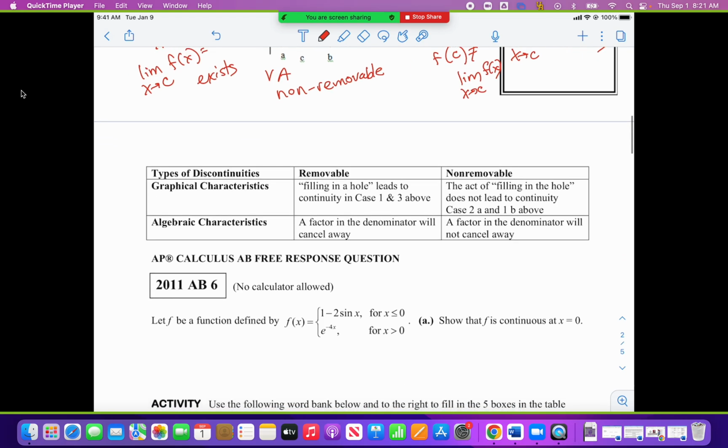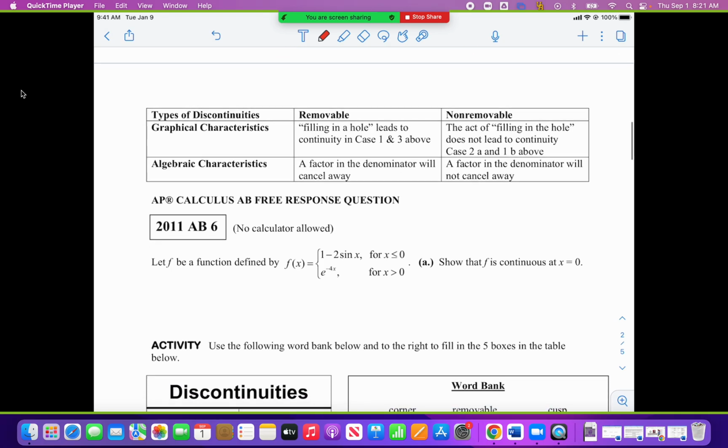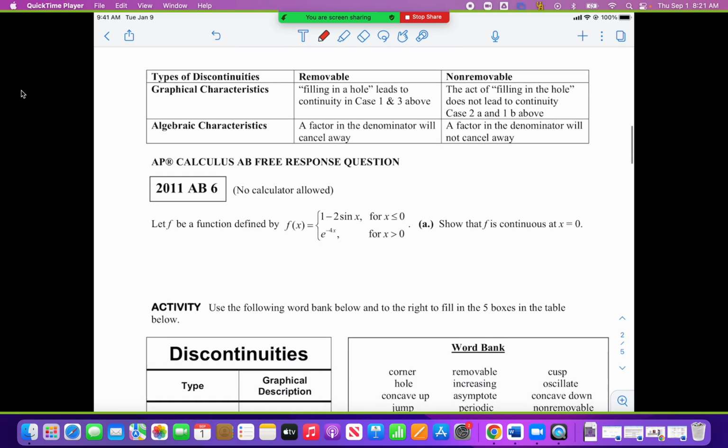All right, so we're going to look at an actual part of a free response question. This is 2011. It says no calculator. It says let f be a function defined by f of x equals 1 minus 2 sine x for x less than or equal to 0, and e to the negative 4x otherwise. It says show that f is continuous at x equals 0.